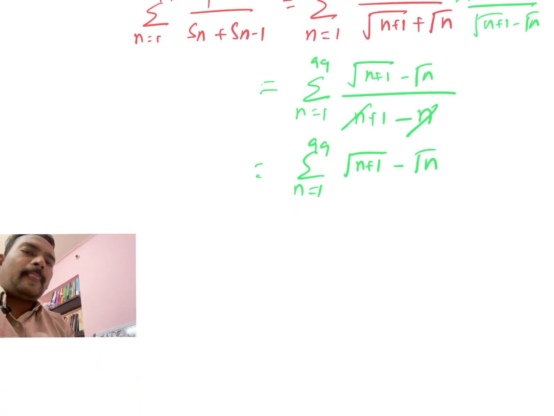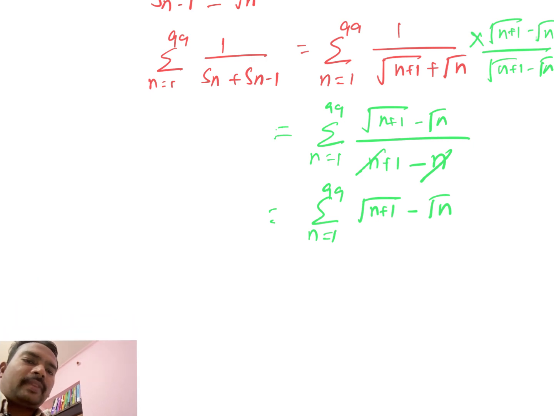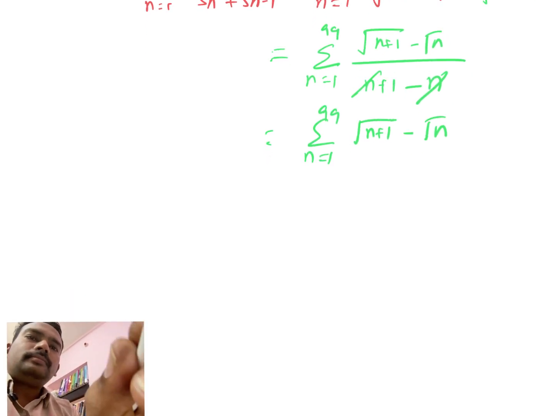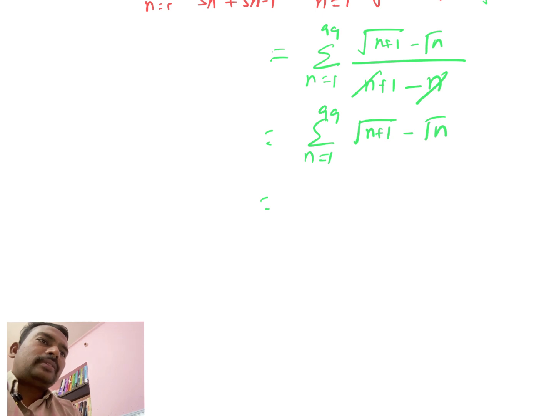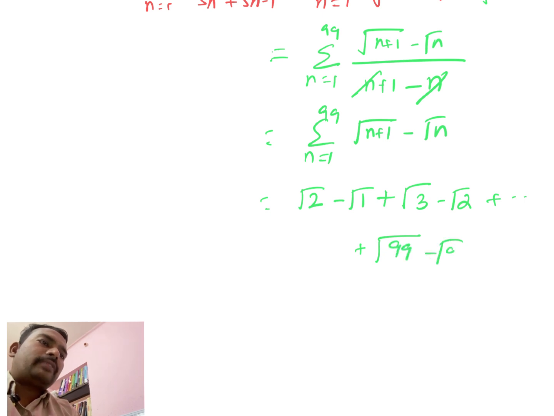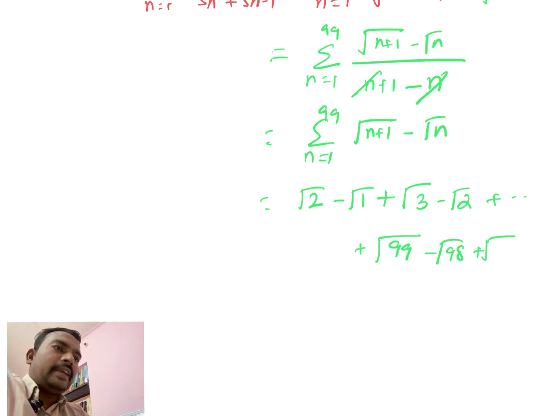Now you can apply n equal to 1. What will we get? Square root of 2 minus square root of 1, plus n equal to 2, square root of 3 minus square root of 2, and so on. You can apply 98, the last term before: square root of 99 minus square root of 98. Then the last term, 99: square root of 100 minus square root of 99.